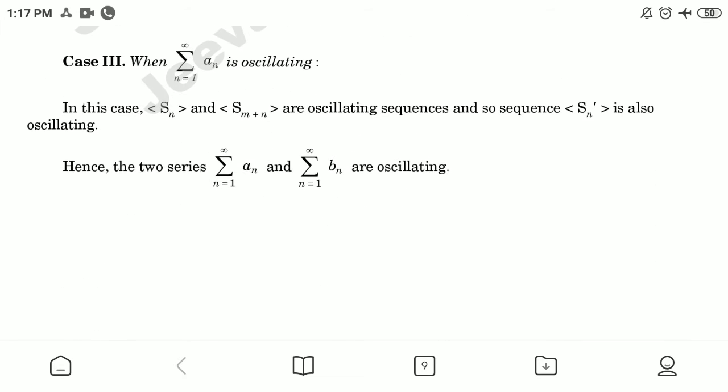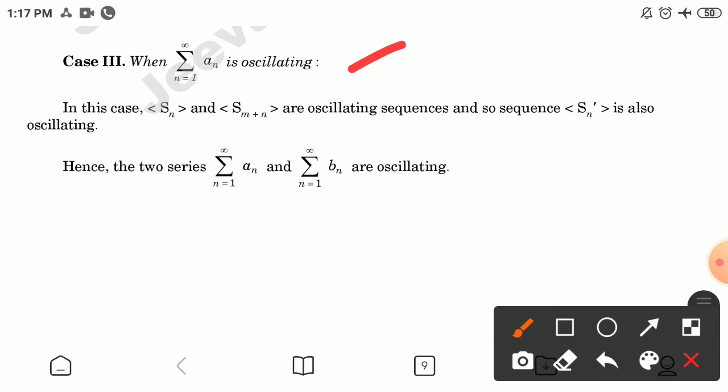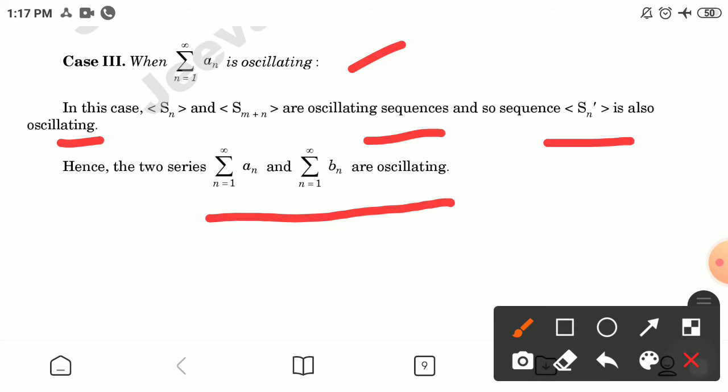Now the case third, when summation an is oscillating. In this case, Sn and Sm are oscillating sequences, and so sequence Sn dash is also oscillating. Hence, the two series are oscillating.